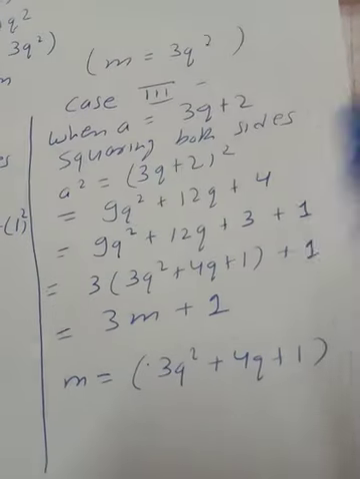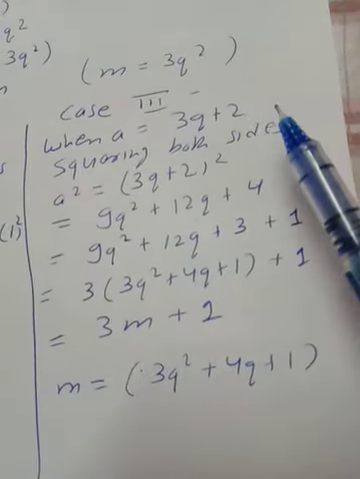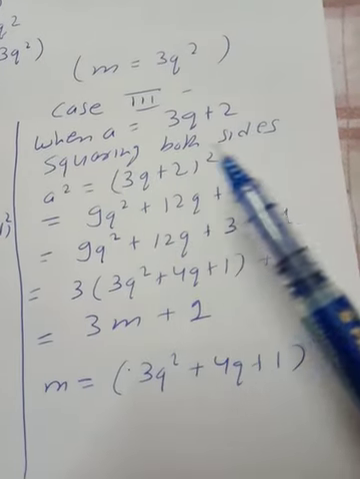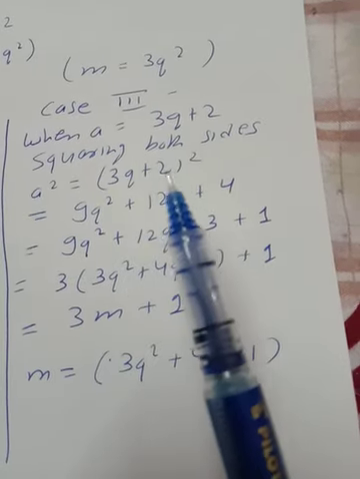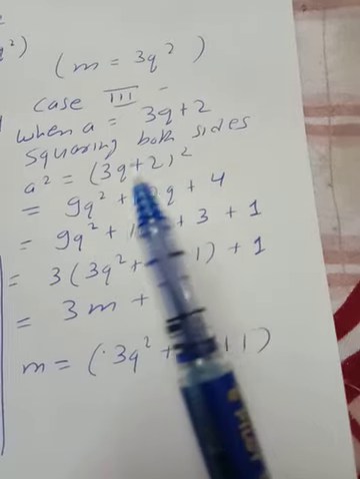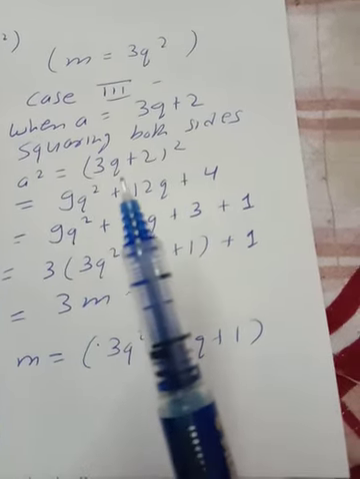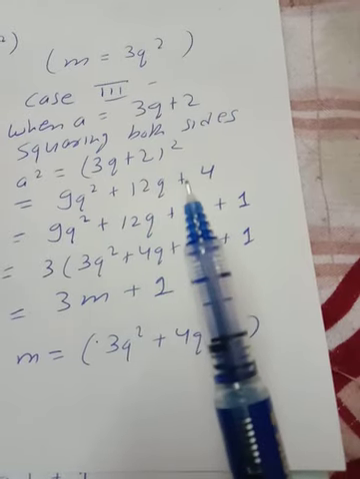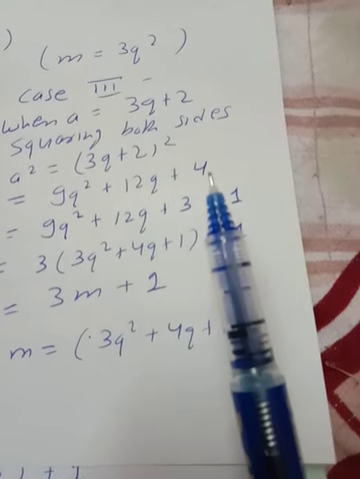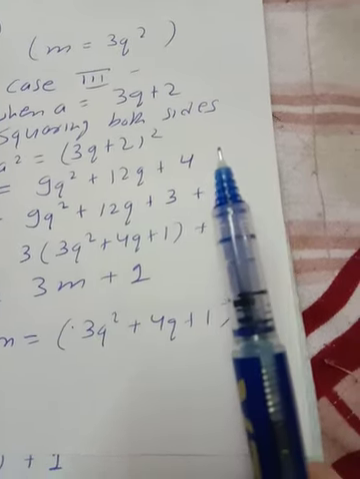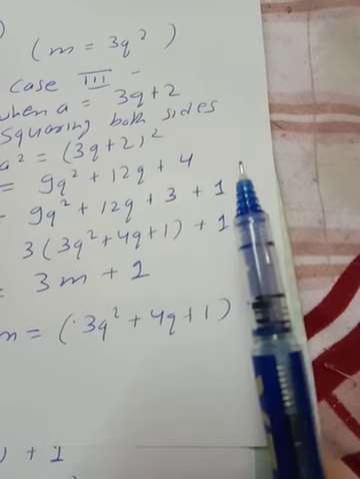Then case 3, when a is 3q plus 2. Same way, again we'll take the square. So we get (3q plus 2) whole square. Same way using the identity (a plus b) whole square, a square plus 2ab plus b square. Now we don't need the answer in the form of 4. We need only the form of 1.